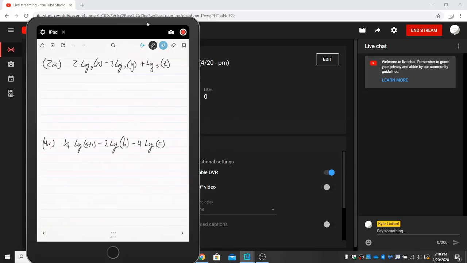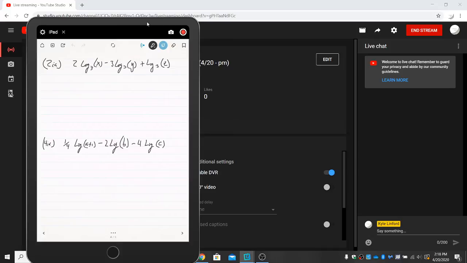That's the big goal when you're condensing. When you're expanding, you want a logarithmic expression for each of the terms in the argument. When you're condensing, you want just a single logarithmic expression left over. So let's go ahead and try to answer that.